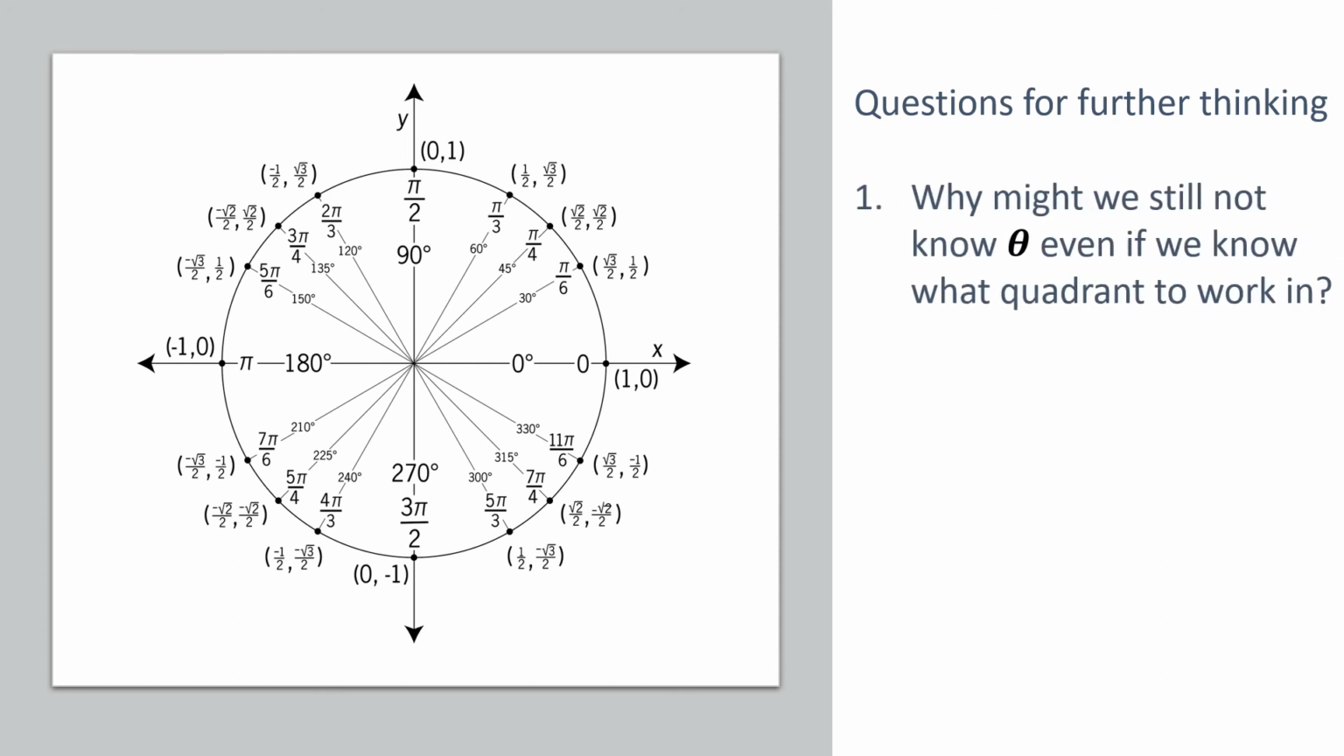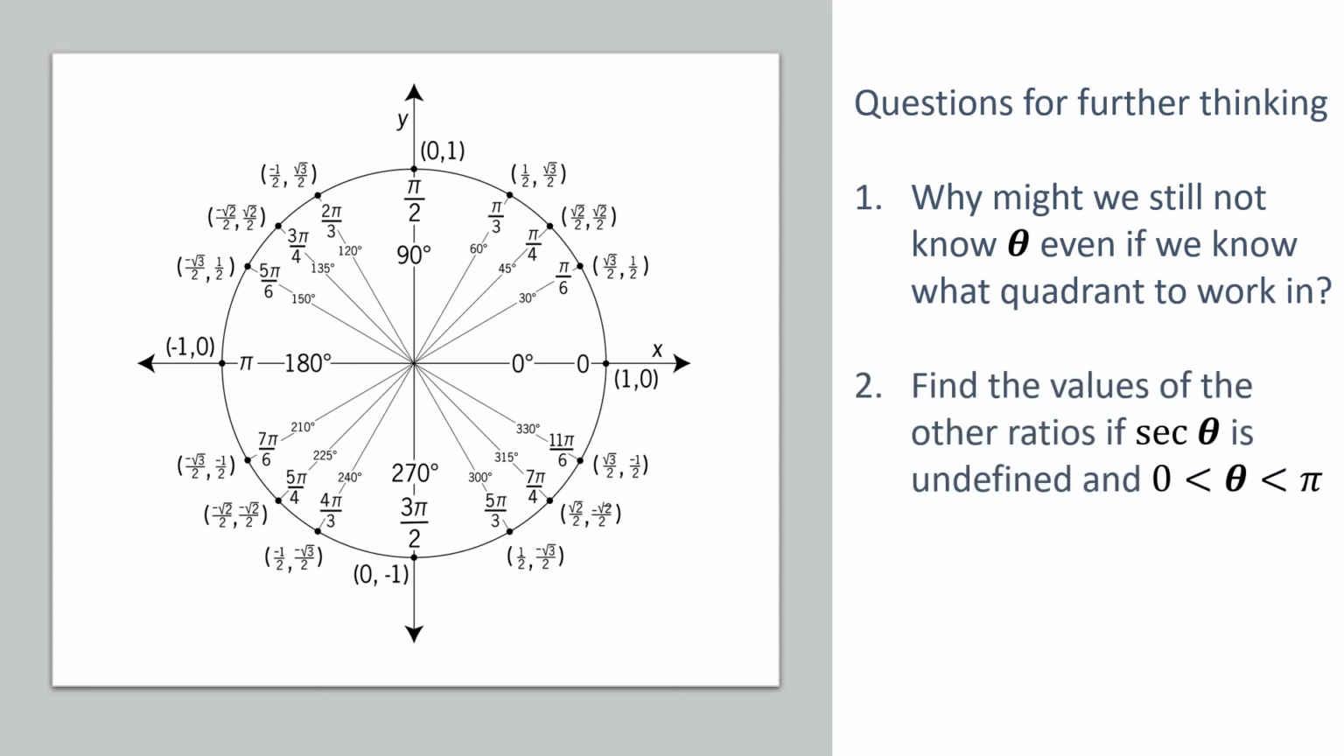And so here are some questions to think about. Why might we still not know theta even if we know what quadrant we're working in? Another question is, find the values of the other ratios if the secant is undefined and theta is between 0 and pi. So theta is an angle in the first two quadrants, and secant is undefined.